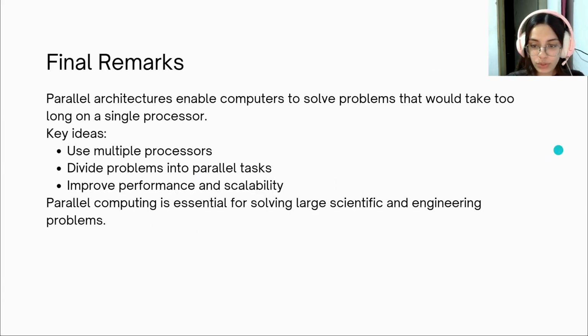Now, to conclude, parallel architectures allow computers to solve complex problems much faster by using multiple processors working together. Different architecture models define how processors communicate and share memory, while the Flynn classification helps us understand how instructions and data are processed in the systems. Because of this, parallel computing plays a key role in solving large scientific and engineering problems.